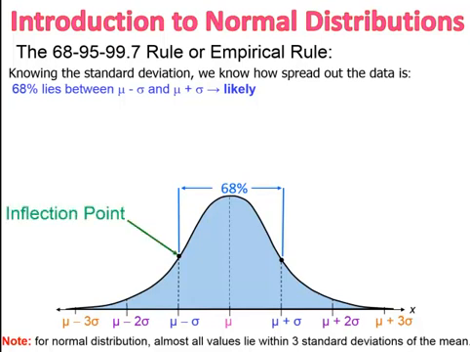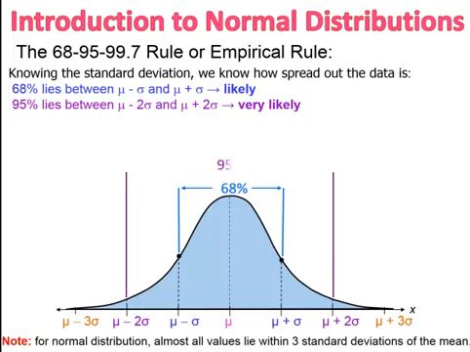The point of reflection is where the concavity of the curve starts to change. 95% of the area under the curve is within two standard deviations of the mean in either direction. So 95% of the area is between two standard deviations away. Therefore, if we had a probability, it would be very likely to happen.